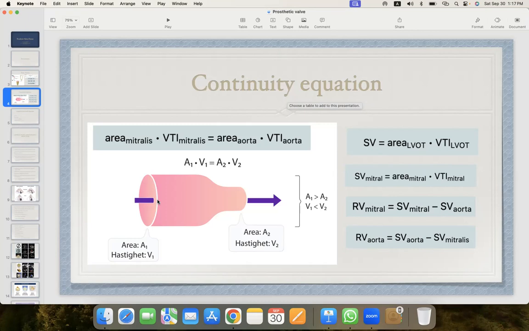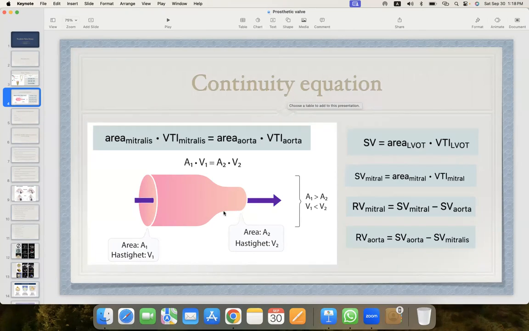It will be the same concept that you cannot calculate it, because here the stroke volume across the mitral valve will be larger than the stroke volume across the LVOT or the aorta. So for that reason, if you do it, you're going to underestimate the mitral valve area, because you have a small stroke volume in the aortic valve area, so across the LVOT. So in the case of mitral regurg, we cannot calculate the area using the continuity equation in the patient with the prosthetic.